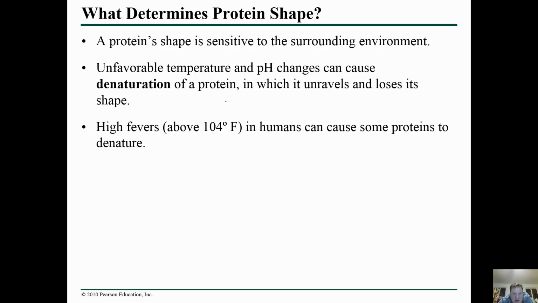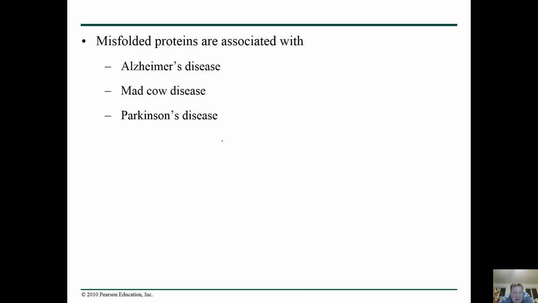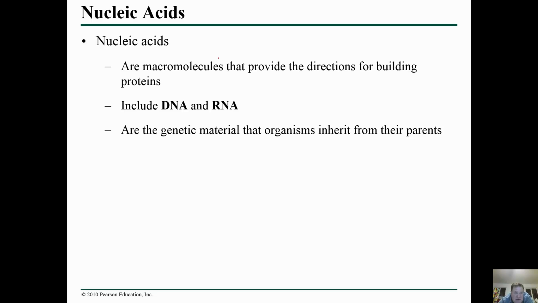Denaturation is where basically pH or temperature changes can change and unravel a protein. High fevers above 140 degrees are very bad in human beings because they cause our proteins, especially the ones in our brains, to start to denature. Once they denature, basically we're dead. Other problems with denaturation that we have are things like Alzheimer's disease, mad cow disease, and Parkinson's disease.